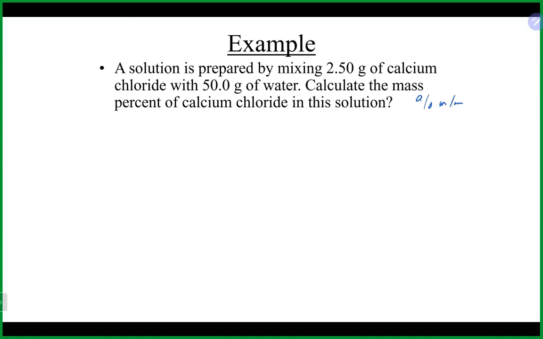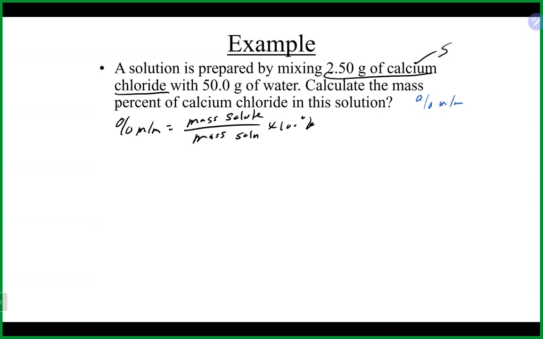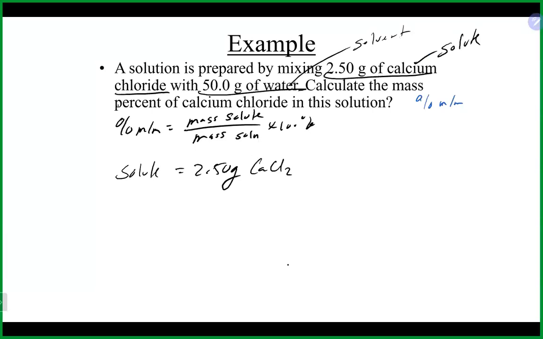So let's take a look. We're looking for the percent mass to mass. So that's going to be our mass of our solute divided by the mass of the solution times 100%. In this case, it is the calcium chloride here that is our solute, as it is the smaller part. So our solute here is going to be 2.5 grams of calcium chloride. Our solvent, which is the larger part there, is going to be water in this case. So our solvent will be 50 grams of water.